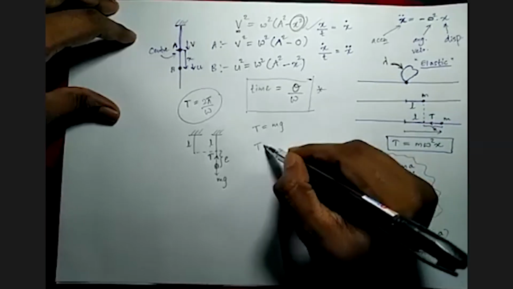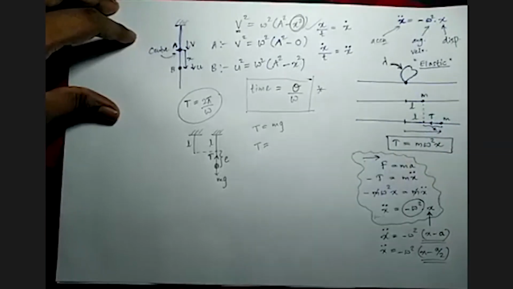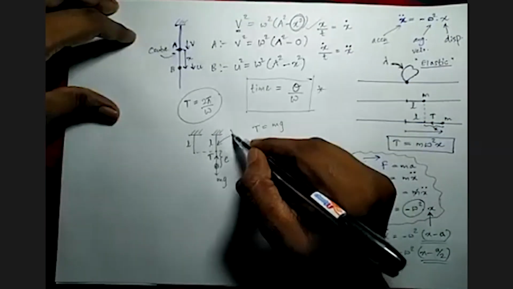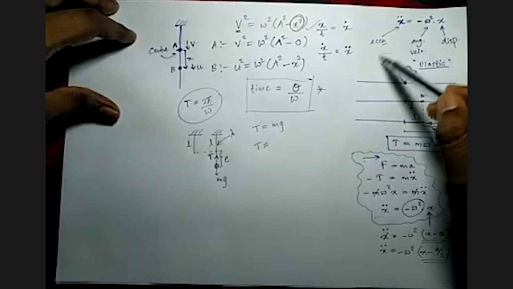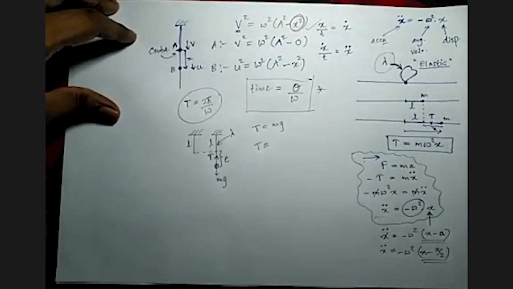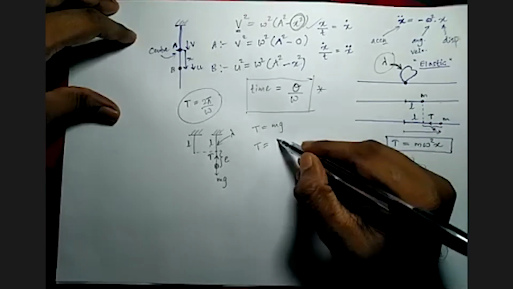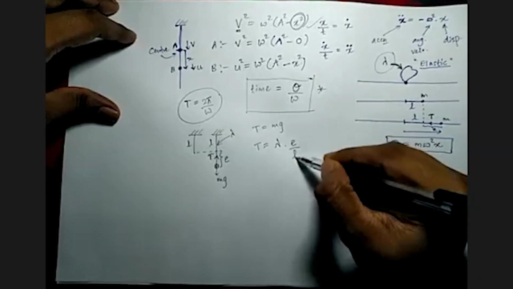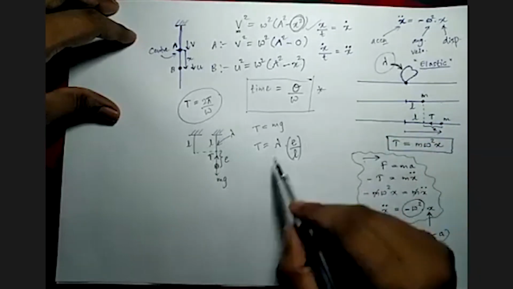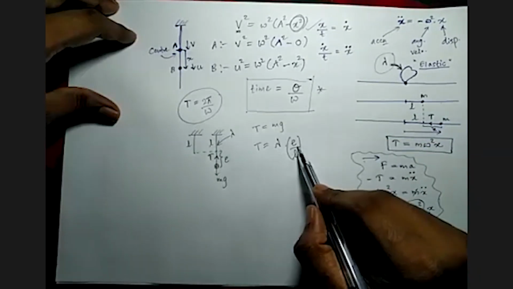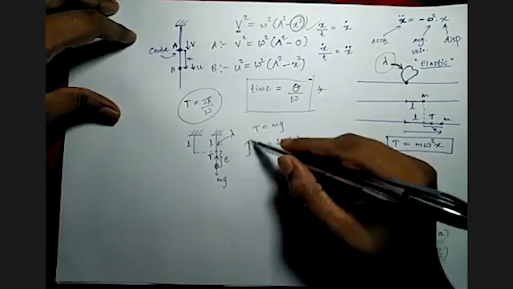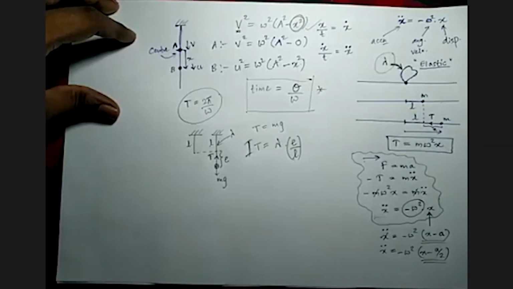And also, there is another equation for tension. If we know the modulus of elasticity, which is a constant, tension is equivalent to modulus of elasticity into extension over natural length. Modulus of elasticity into extension over natural length. This is the equation for the tension of an elastic string.